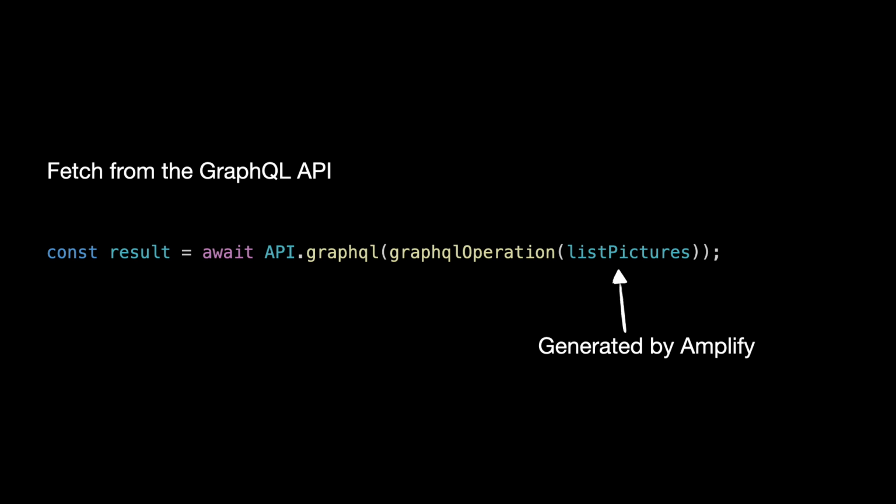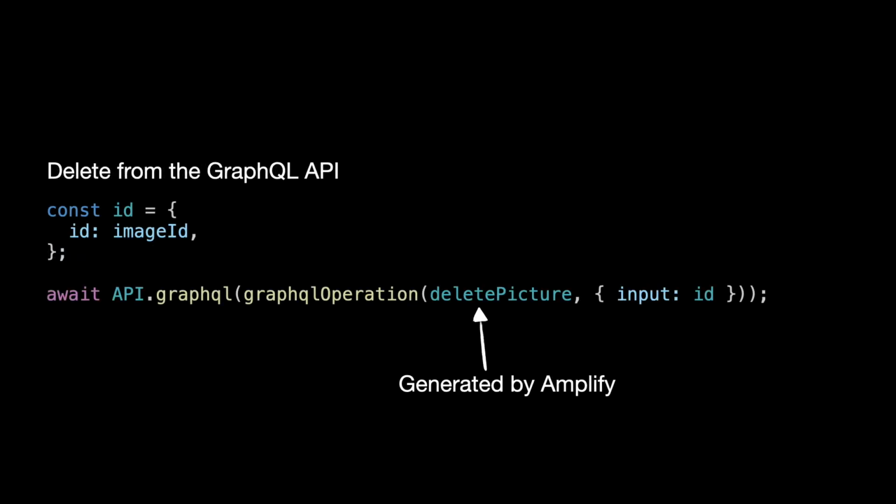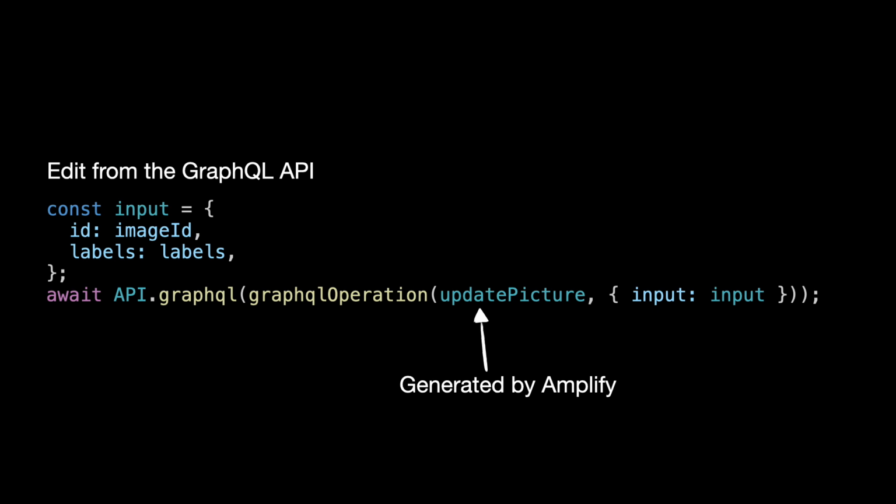Then we want to pass the operation that is generated by Amplify, in this case, the list pictures. And if we look at the other operations, to delete, to add, or to search, it is more or less the same. So delete is something we will add in this video, and you will see that it's more or less the same as fetch. We are building an object with the image ID, and then we are calling that operation with that input. And the same for edit.